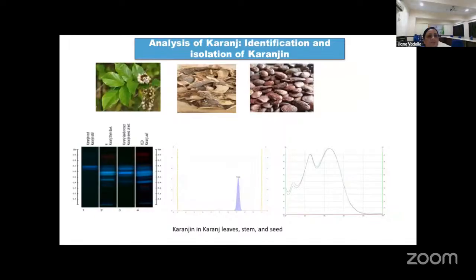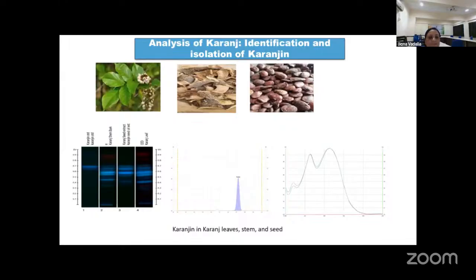In our lab we are also doing the analysis of some plants. For example, our students are working on the Karanj plant, so we are working on the leaves, stem bark, as well as the seed. We have developed the method for the Karanjin standard, and we have quantified Karanjin in these three parts, as well as isolated Karanjin from the leaves, stem bark and seed, with the help of HPTLC and column chromatography.